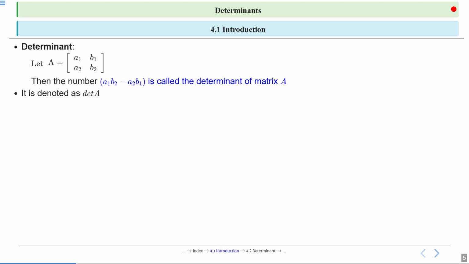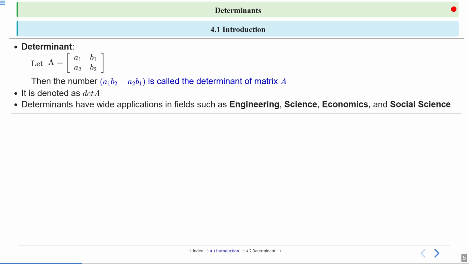Okay. So it is noted as det A and read as determinant of A. Determinants have wide application in fields such as engineering, science, economics, and social science. Because if we want to solve a system of linear equations, we can use determinants. Suppose there is a linear equation with 100 variables, then we cannot solve it algebraically. So we use determinants to solve the system of linear equations and find the values for the variables.